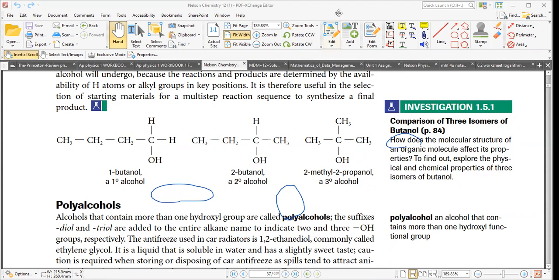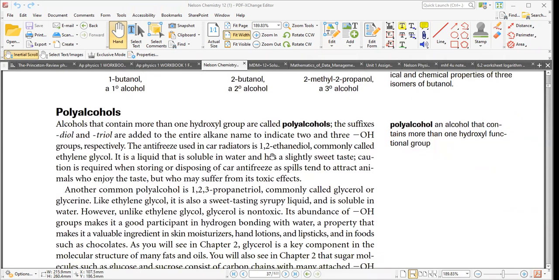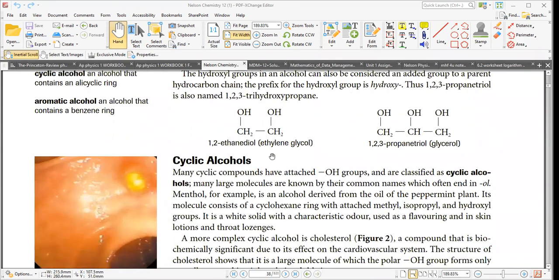I'm gonna clear that. Polyalcohols means you have more than 1 OH attached. How do you name that? On the first carbon and second carbon, you have OH, so the position of that is 1, 2. Ethane, because you have 2 carbons in the main chain. Diol, because you have 2 OH. Need to say diol.